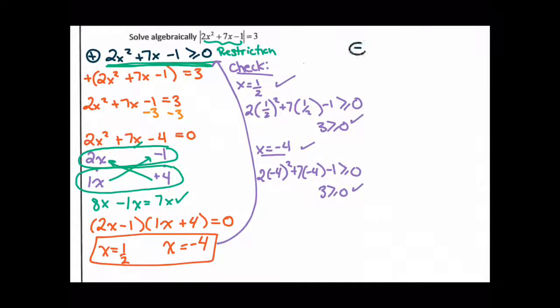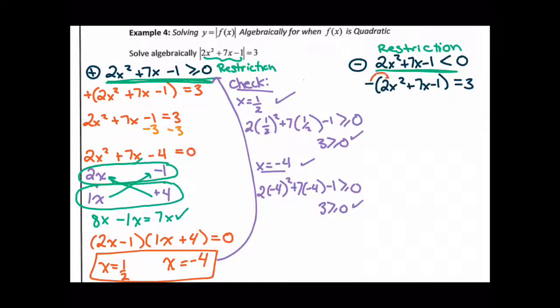So the negative restriction is your 2x squared plus 7x minus 1 would turn out to be negative, so less than 0. So we're going to have the negative in front of that, equaling to 3. So you'd have to make everything negative. And then we could do the same thing and move the 3 over.